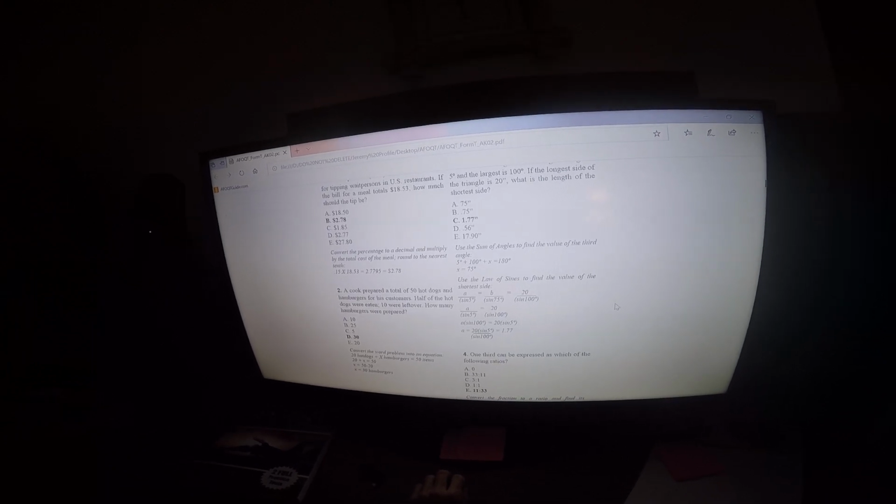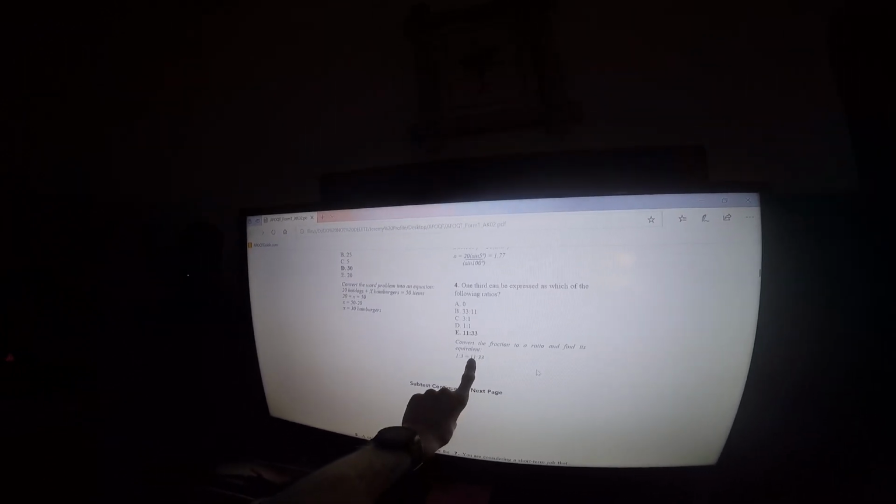That's very interesting. Okay. 1/3 can be expressed as which of the following ratios? I would totally skip that one. 11/33. 11 is 1/3 of 33. 11 times 3 is 33. Convert the fraction to a ratio and find its equivalent. 1/3 equals 11/33. If you reduce that to simplest form, it would be 1/3.